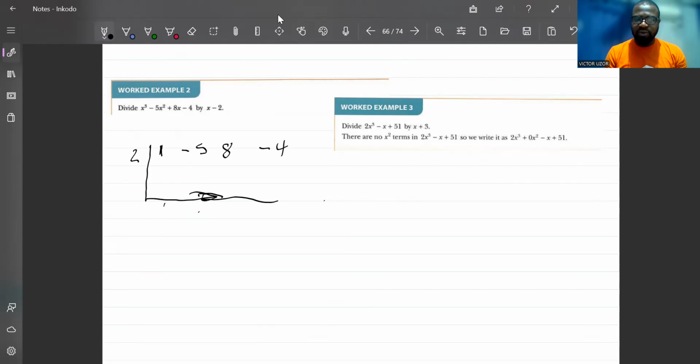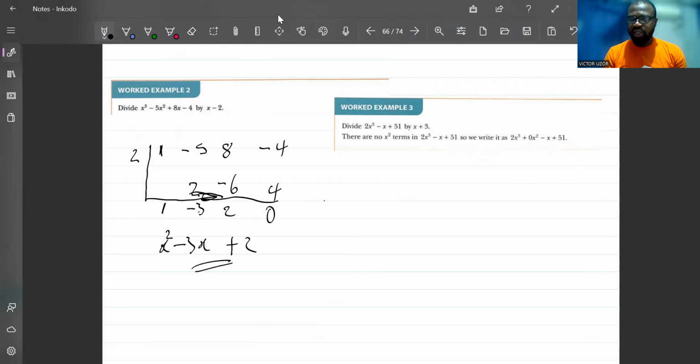Then you bring 1 down. 2 times 1 will give you 2. You add it together, it gives you minus 3. 2 times minus 3 will give you minus 6. You add it together, it gives you 2. 2 times 2 is 4. You add it together, it gives you 0. Since the polynomial is raised to power 3, our answer will start with raised to power 2. So x squared minus 3x plus 2 will be your answer. Very easy. There's no remainder, so the remainder is 0.